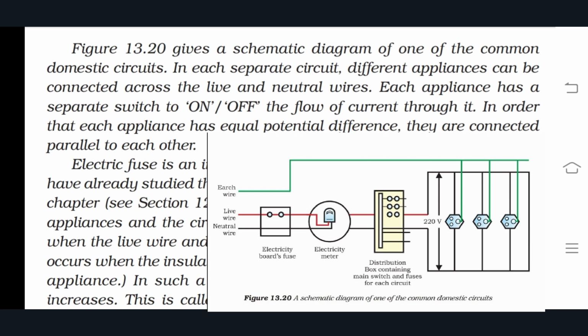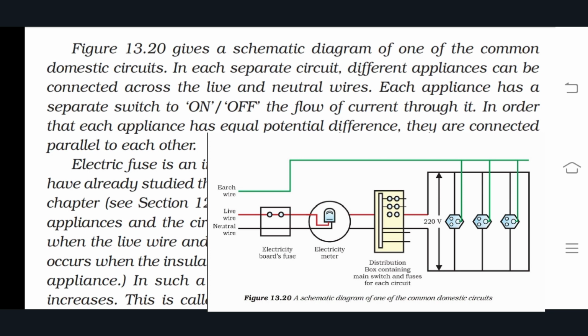See, you have watched the schematic diagram of your domestic circuits. All the circuits are connected parallel to each other. So here the potential difference is equal. Already we all studied the parallel connection circuit. In a parallel connection circuit, voltage is the same. So here also all the domestic circuits have the same voltage.